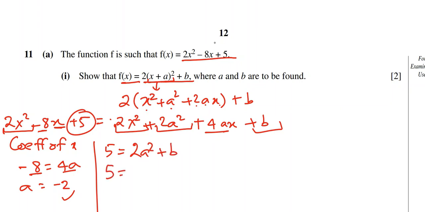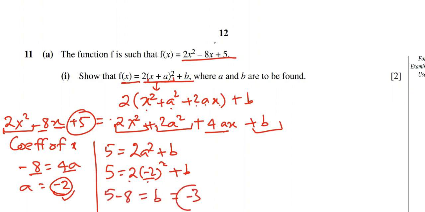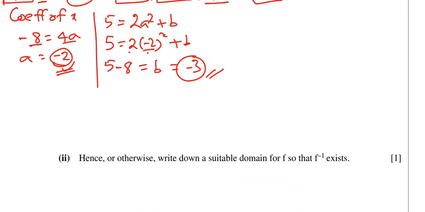So 5 is already known to us, minus 2. So 2 times minus 2 square plus b. Minus 2 square will be 4, times 2 is 8. So 5 minus 8 is b, which is minus 3. So we got a equal to minus 2, b equal to minus 3. That's it. This was the easiest one. Let's go to the next one.